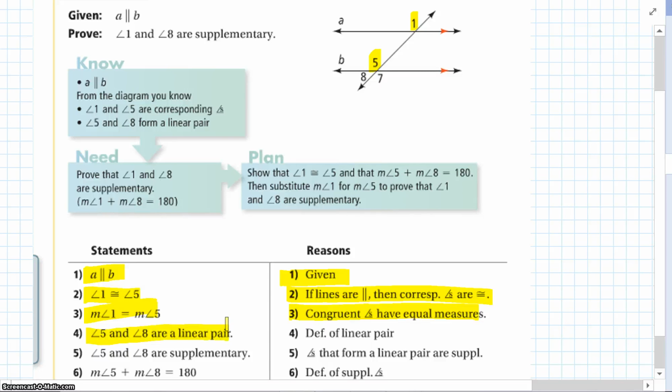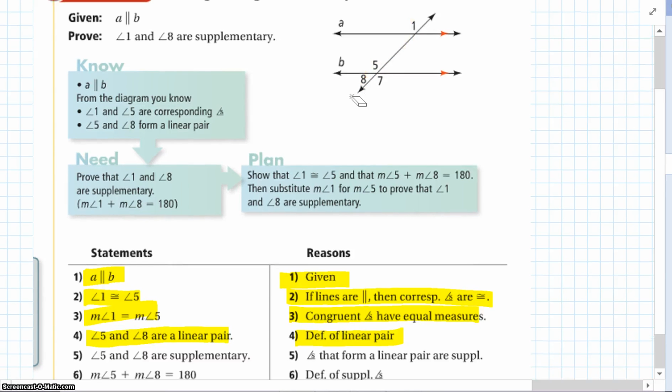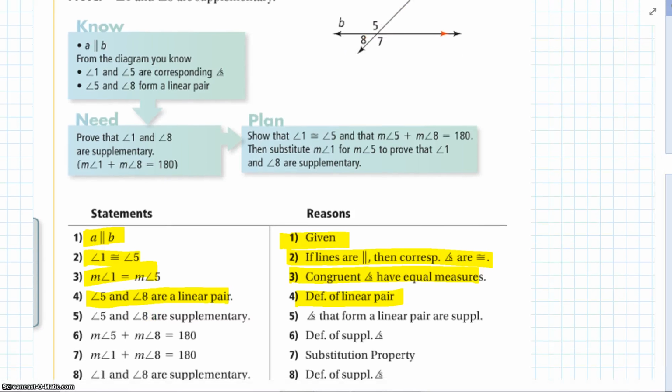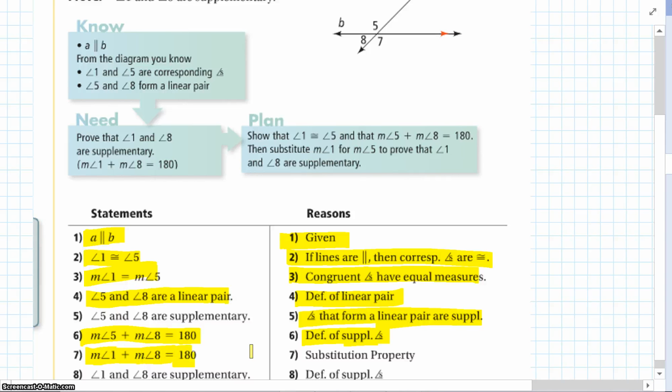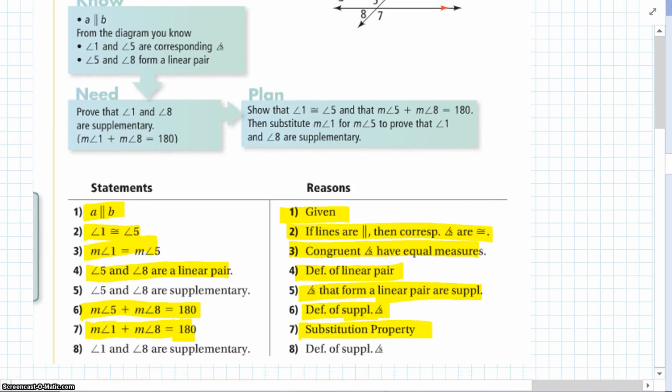Angle 5 and angle 8 are a linear pair. That's just the definition of a linear pair. Okay. Are 5 and 8 supplementary? Well, angles that form a linear pair are supplementary. So the measure of angle 5 plus the measure of angle 8 equals 180. That's the definition of supplementary angles. So now we can substitute the measure of angle 1 plus the measure of angle 8, by the substitution property. So hence we can prove angles 1 and 8 are supplementary. Okay?